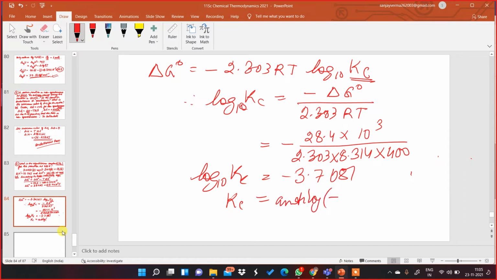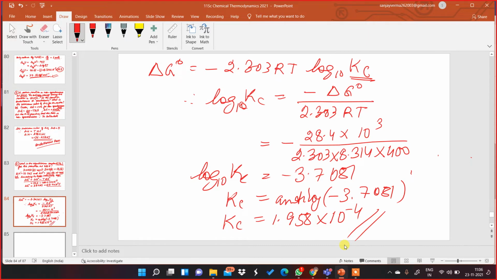anti-log of minus 3.7081. Now let us see whether the value of Kc is high or low. So Kc comes to 1.958 into 10 to the power of minus 4. No units. Okay. So that is the value for the equilibrium constant.